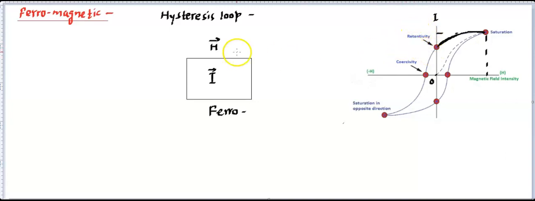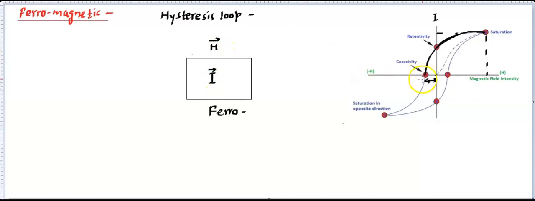Then what happens? After making it 0, we start applying the field in the opposite direction, and we start increasing it in the opposite direction. You will find I will be reducing, but still remains positive. You will need a particular amount of H, which you need to apply in order to make I 0. That means once I has come into play, H 0 will not make I 0. In fact, H has to be in the opposite direction by a certain amount to make I 0.